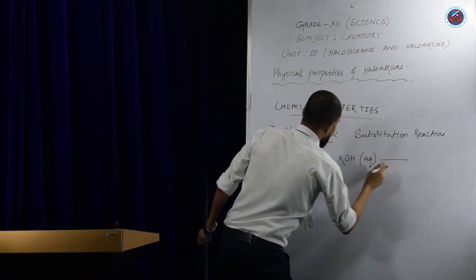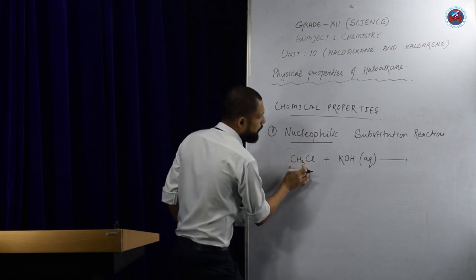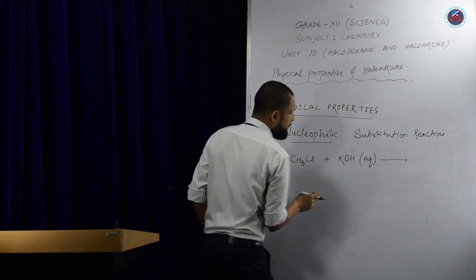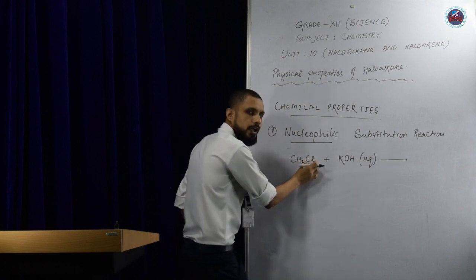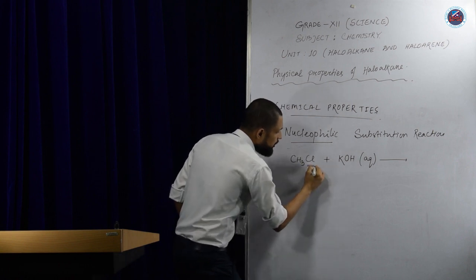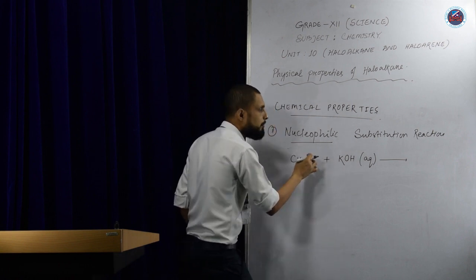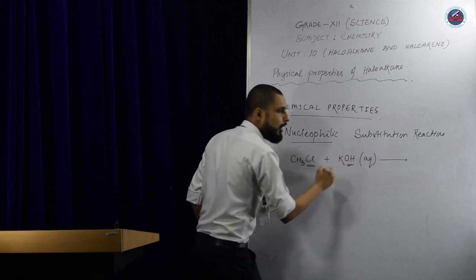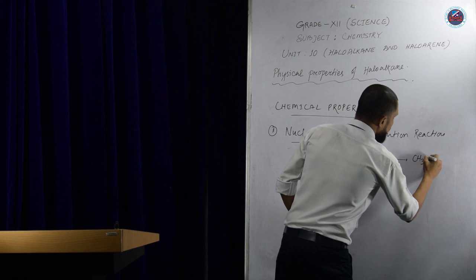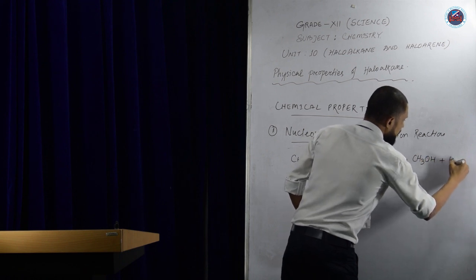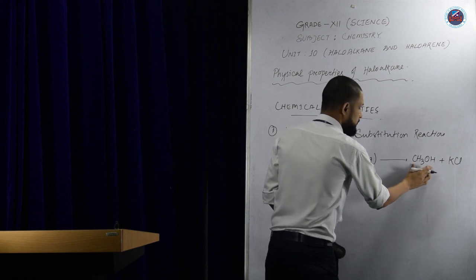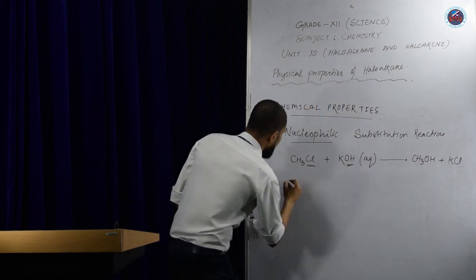Now, if chloromethane reacts with potassium hydroxide in aqueous medium, Cl is replaced by OH. That means the nucleophile OH replaces Cl. So you will get this compound, CH3OH plus KCl. What is the name of this compound? Methanol.